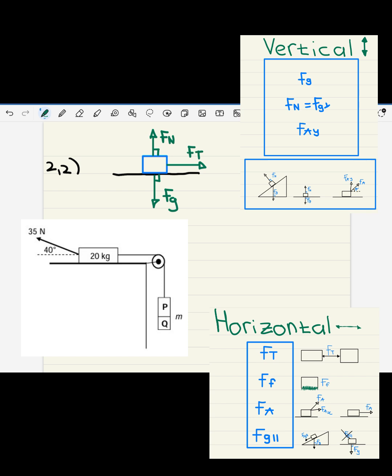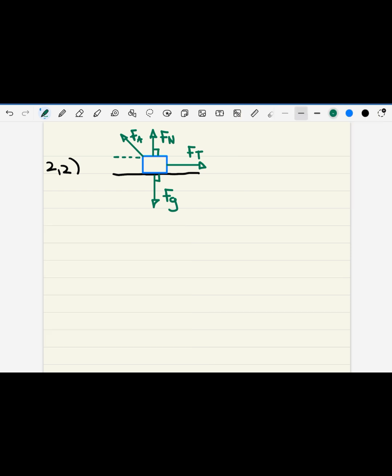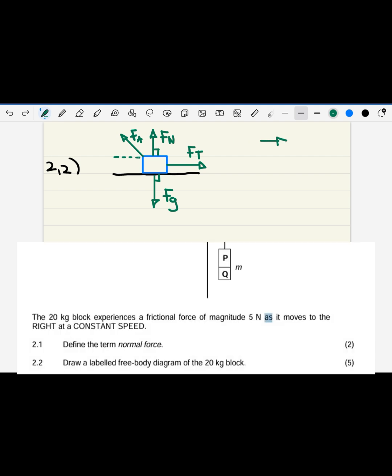Then we have the force applied, but it is at an angle. So what are we going to do? We will draw the force applied at the angle. I will label that. And lastly, we have the force of friction. So the question is, is friction going in this direction or in this direction? Okay, and we get that information from the question paper.